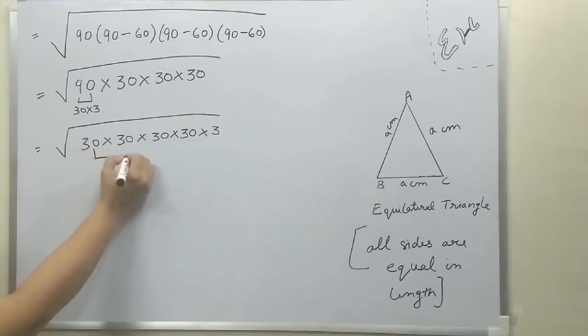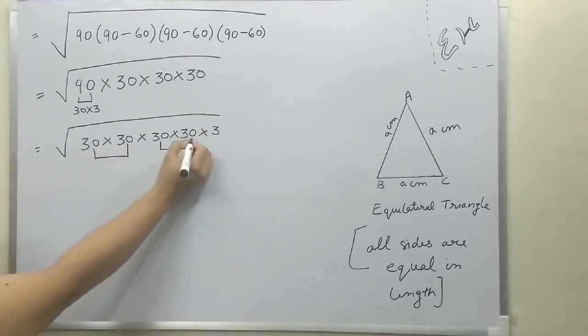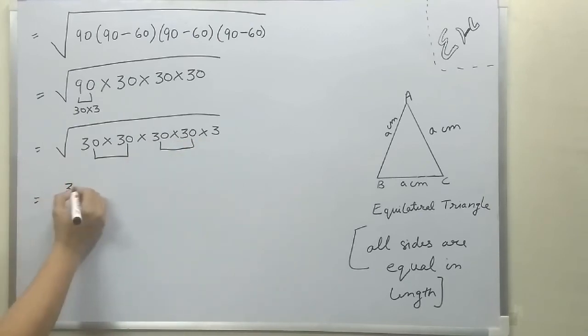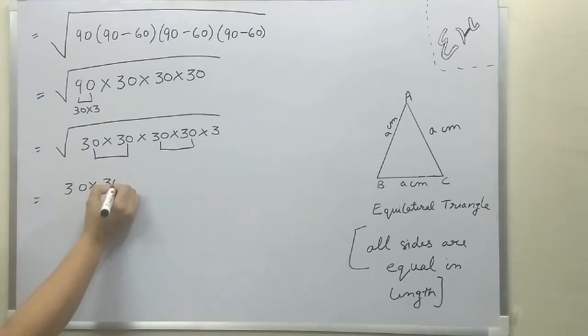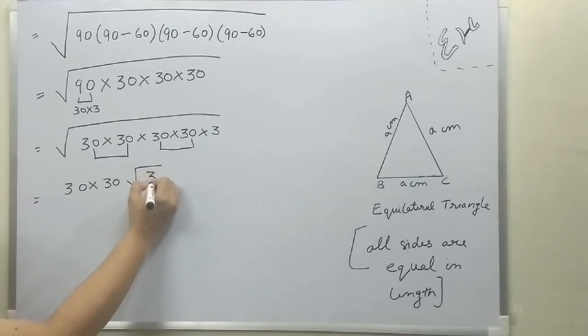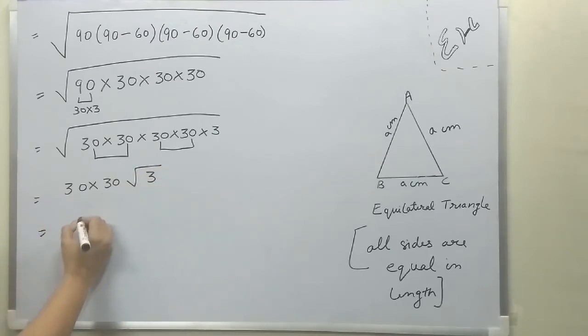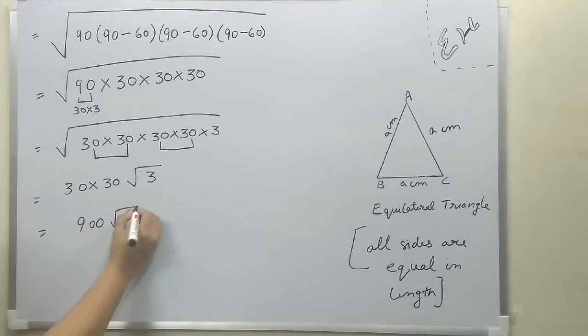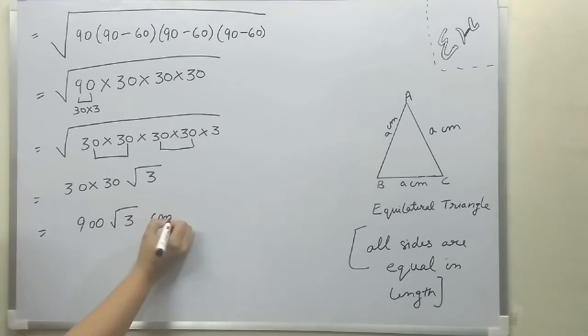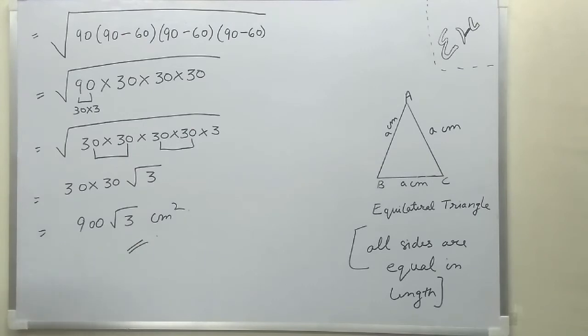In square root for 2 numbers, you can put 1 out. So you will get 30 into 30 root 3. 30 into 30 is 900 root 3 centimeter square. This is the area of an equilateral triangle.